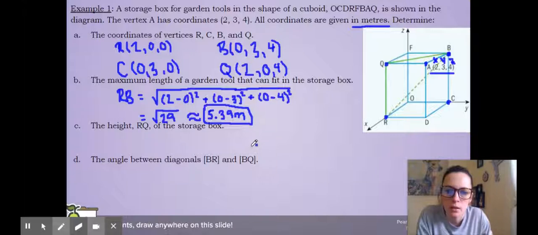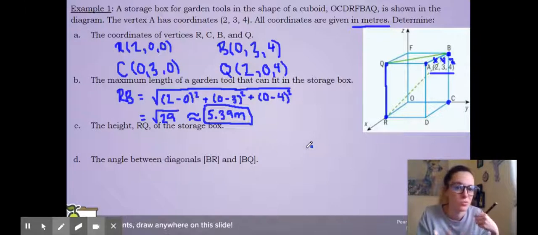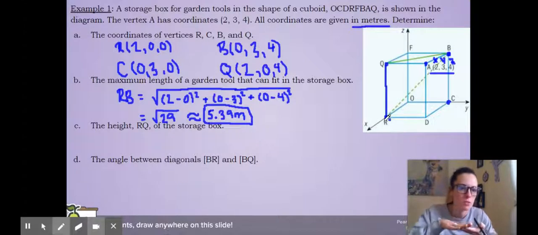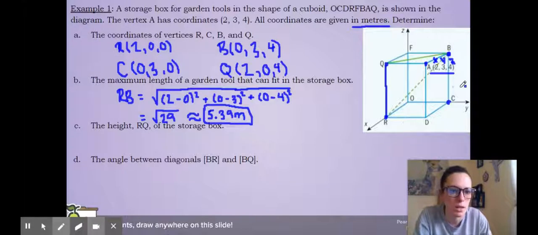Letter C, we're finding the height from R to Q of the storage box. So now we're finding this height. You can try to complicate this just because you think further down in the question it gets more complicated. Think about what that means, and even just looking at your R and your Q coordinates, we had already said they're right on top of each other. We had already said that Q has just been moved up in the Z plane. So that just means that its height is whatever its Z coordinate was. So that means it's 4 meters.